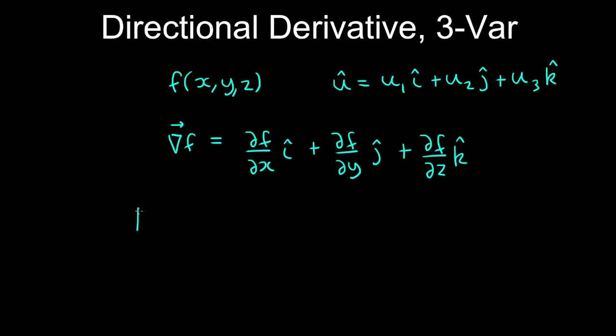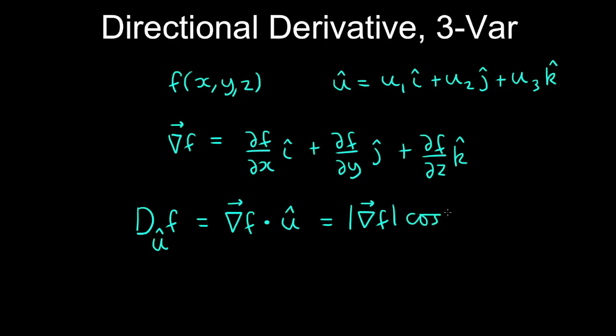So therefore the directional derivative, being the derivative of f in the direction of the unit vector, has the same form, which is equal to the dot product between a gradient of f and the direction vector u. So that can be written as the magnitude of the gradient of f by the magnitude of the unit vector, which is 1, by the cosine of the angle between the two vectors.